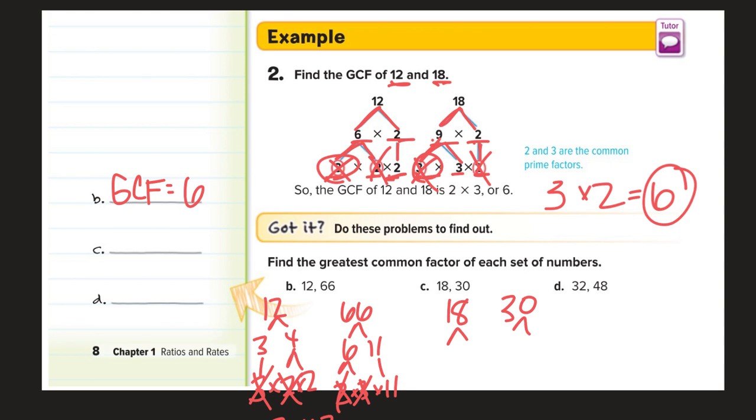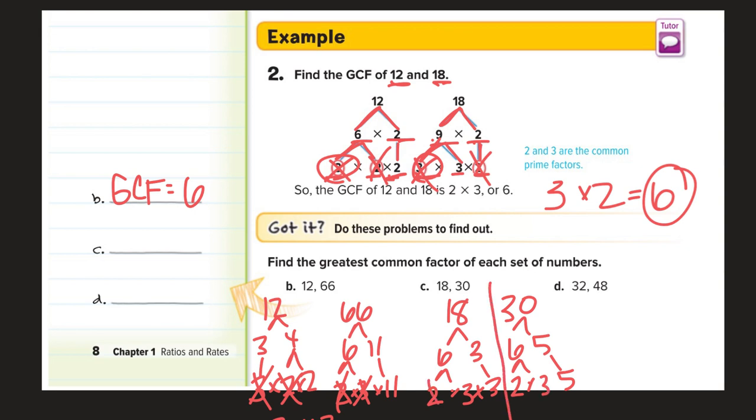18, I'm going to do 6 times 3. 3 is prime. 6 is 2 times 3. Okay, then 30, I can do 6 times 5. 5 is prime. 2 times 3 for this.